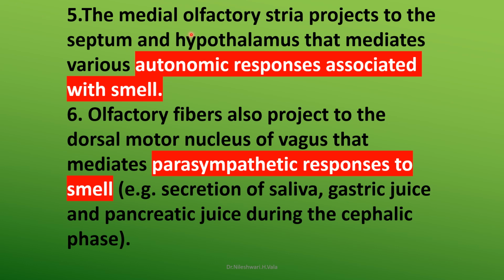The medial olfactory stria projects to the septum and hypothalamus, which mediate various autonomic responses associated with smell. And olfactory fibers project to the dorsal motor nucleus of the vagus, which mediates the parasympathetic response to smell. For example, secretion of saliva, gastric juice and pancreatic juice during the cephalic phase.